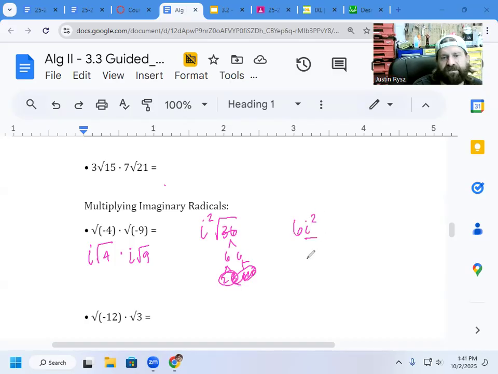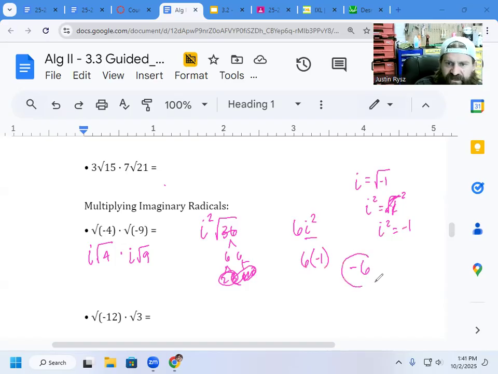Now, what's going on with this i squared? Here's a big clue, and you're going to want to write this down: i is equal to the square root of -1. If I square the square root of -1, the square and the square root cancel out, so i squared is equal to -1. So 6 times i squared is 6 times -1, and the answer becomes -6.